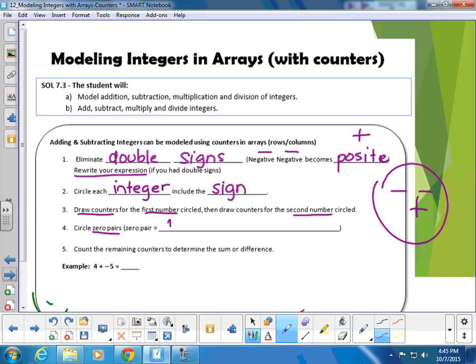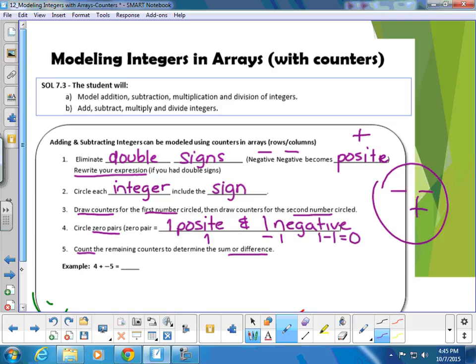That means we have one positive and one negative. So that's like having one positive, one negative. If you smush that all together, you get 1 minus 1. That means 0. It could be 5 positives, 5 negatives. They're still going to equal 0. So it's when you have the same amount of a positive and negative, those all equal 0. The last step we have is to count the remaining counters to determine the sum or difference.